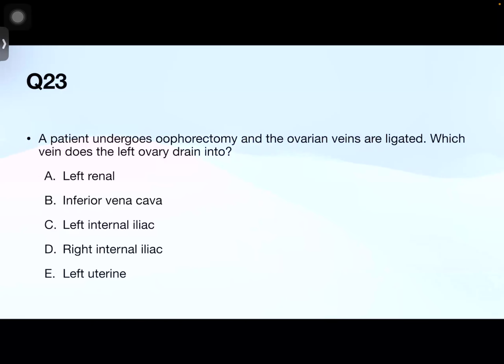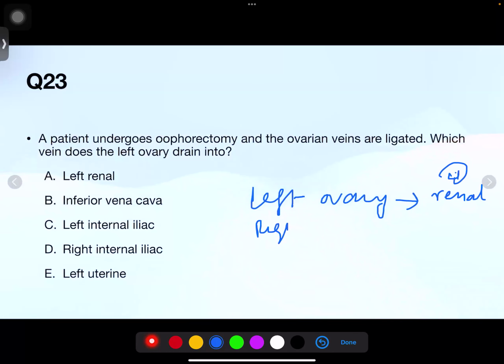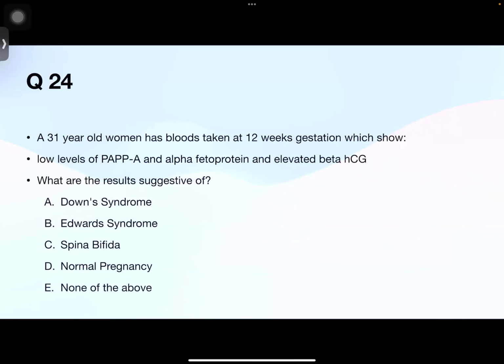Okay. So a patient undergoes oophorectomy and the ovarian veins are ligated. Which vein does the left ovary drain into? Left renal, yes. So basically the left ovarian vein, like the left testicular vein, goes to the left-sided renal vein, and the right goes directly to the inferior vena cava. So this is an important difference.